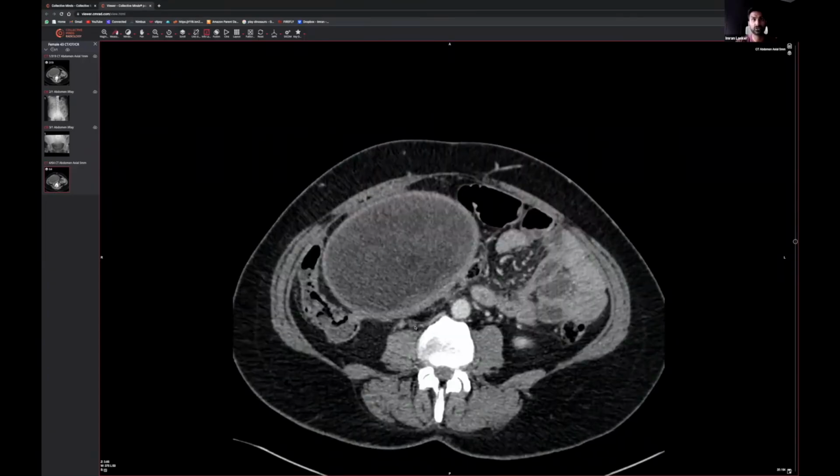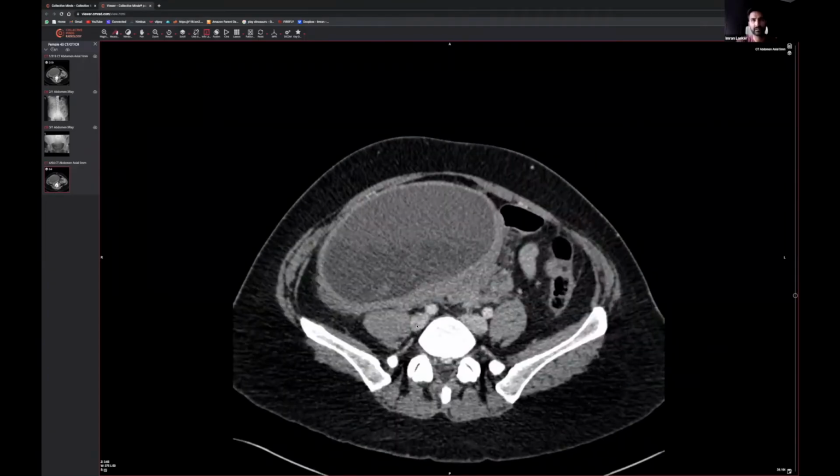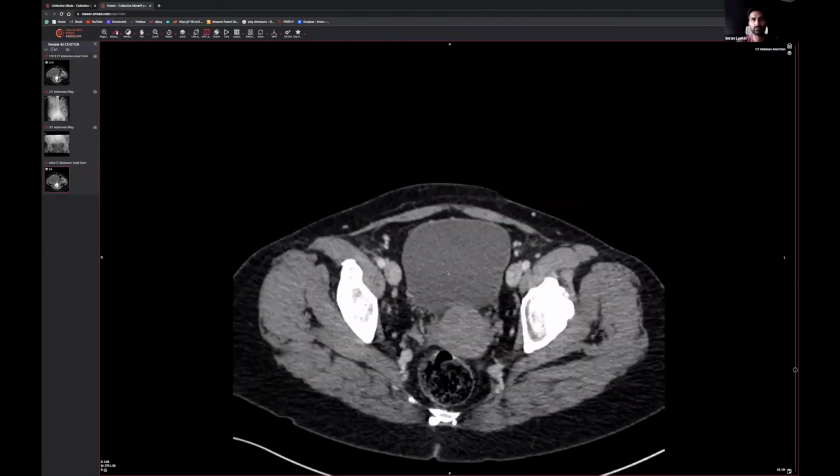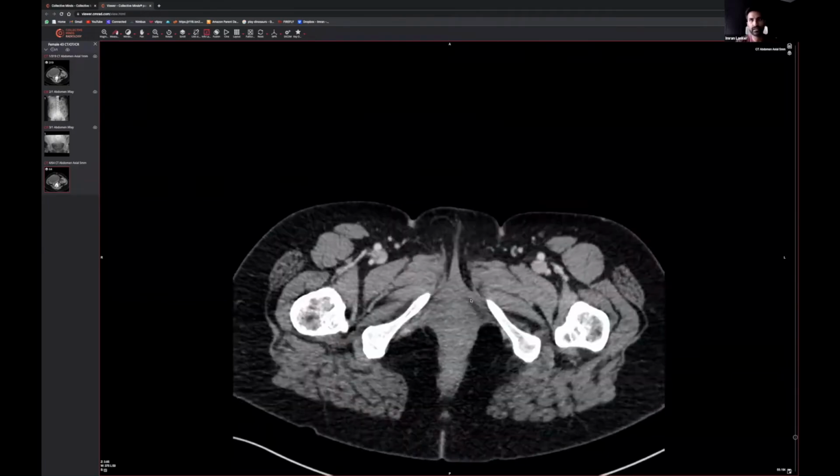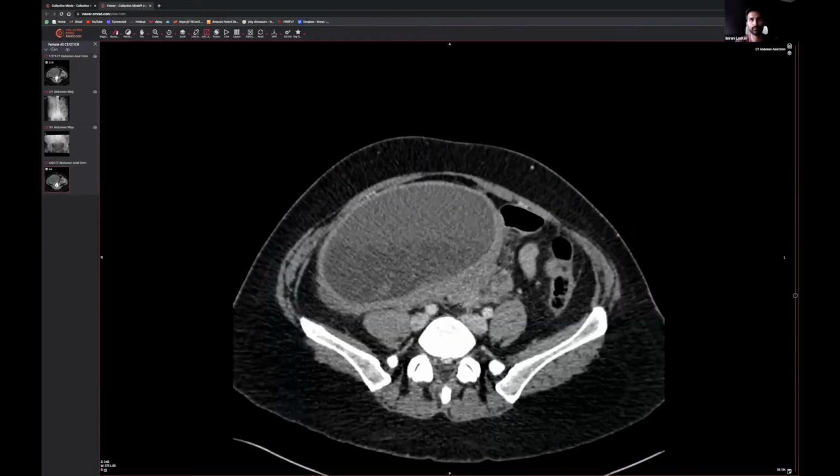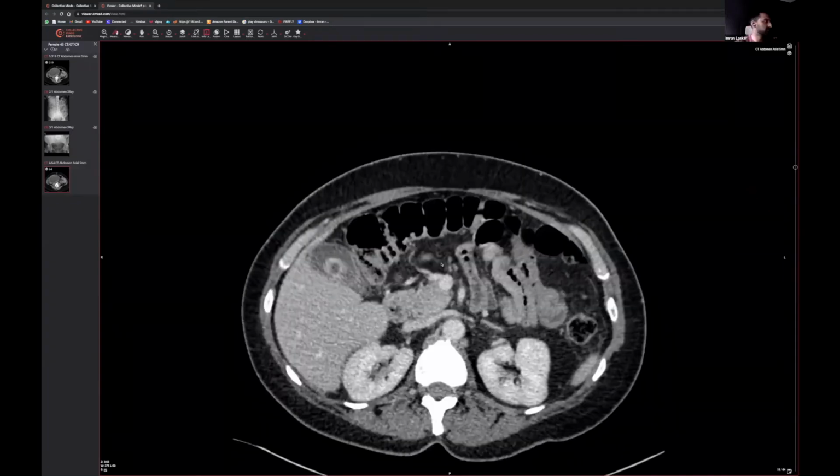So if we scroll all the way down, you can hopefully see that big mass. But the actual urinary bladder and the ureters look normal on both sides. But now what we see is this huge looking mass sitting within this region, right? So we've got a huge mass sitting within that region.